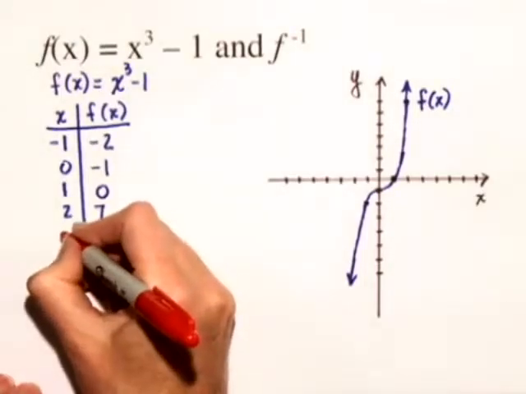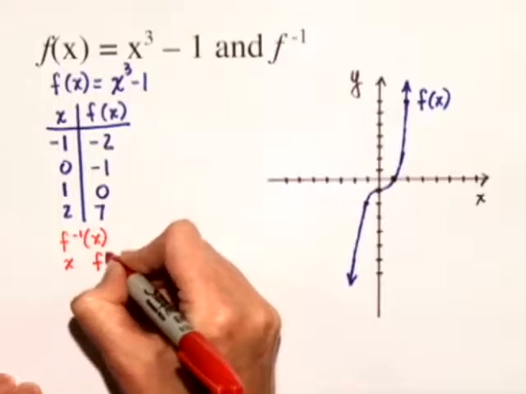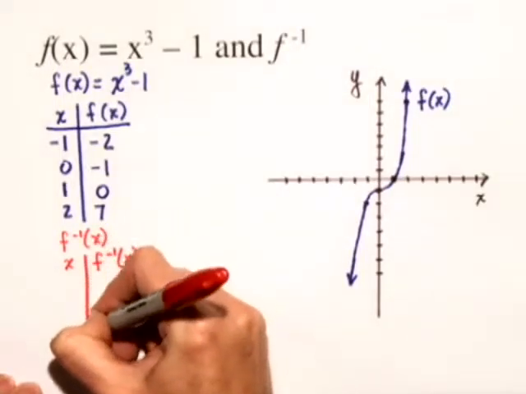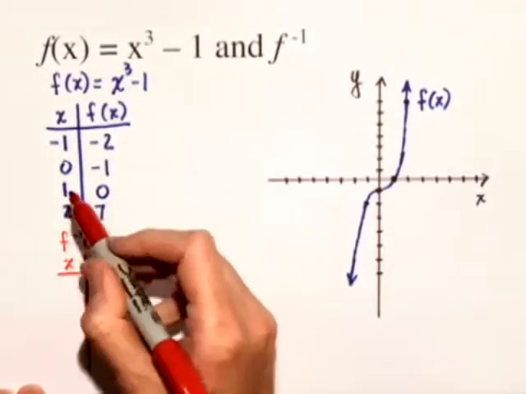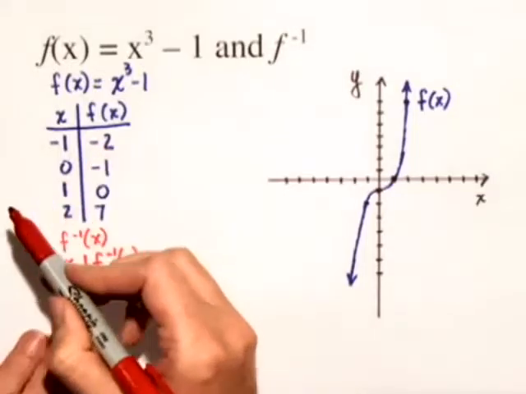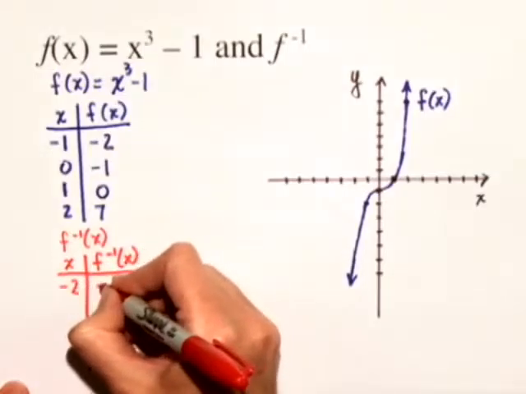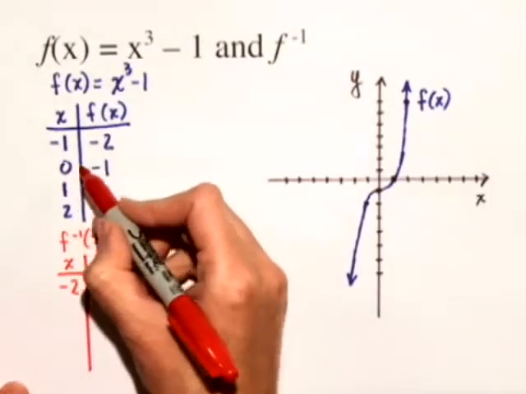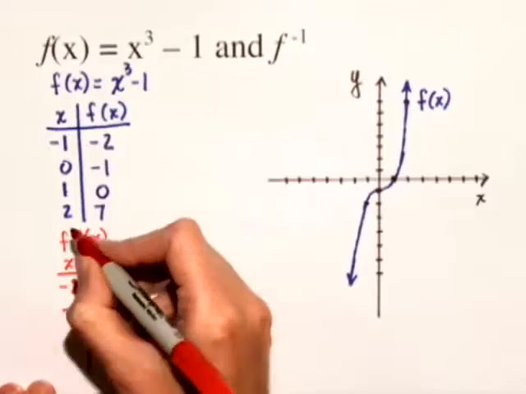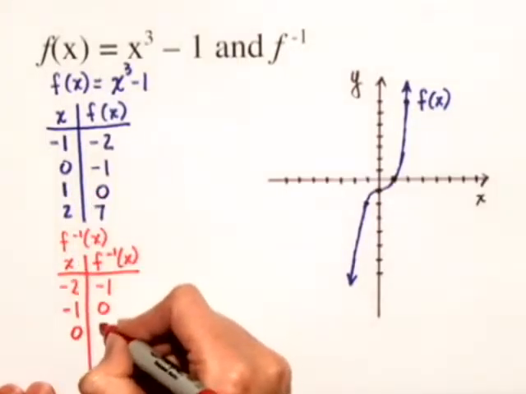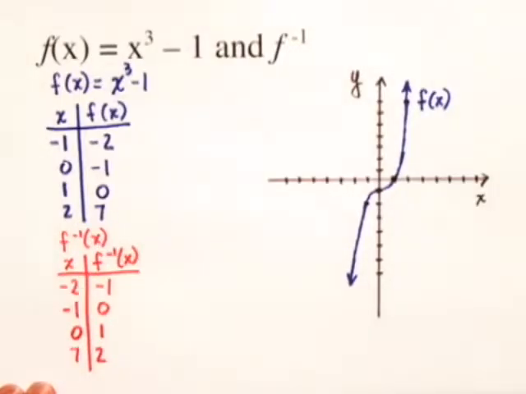So let's go ahead for f inverse of x, and let's make a chart for our x values and for our inverse function values. And when we do that, we'll simply take the original x and y coordinate and we'll switch those. So instead of -1, -2, we'll have -2, -1. Instead of 0, -1, the inverse function will have -1, 0. Instead of 1, 0, we'll have 0, 1. And instead of 2, 7, we'll have the point 7, 2.